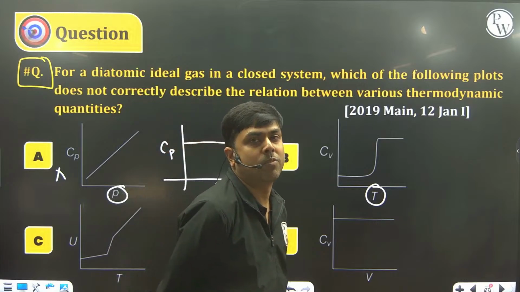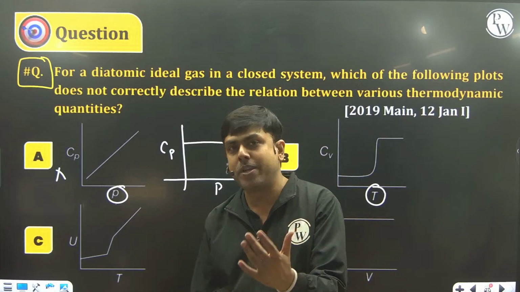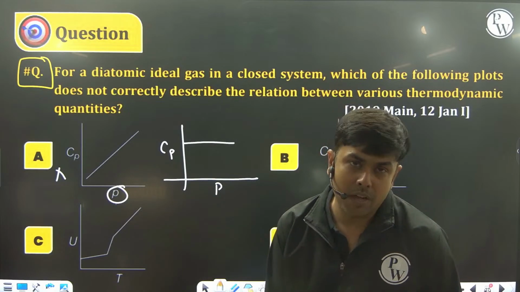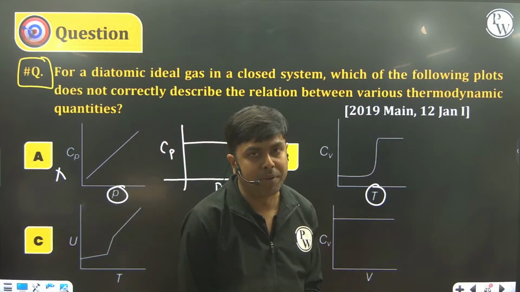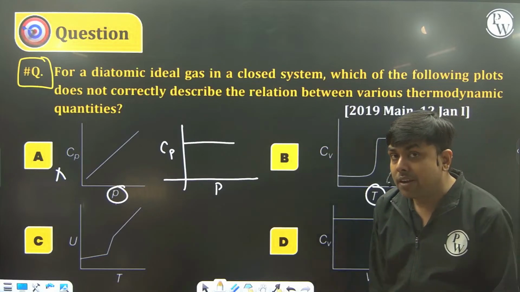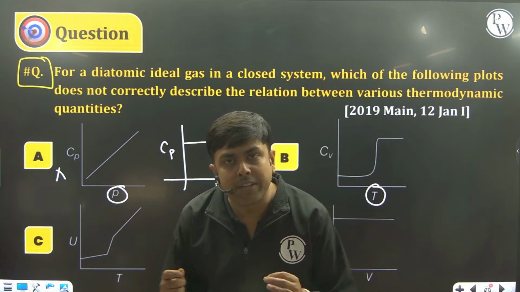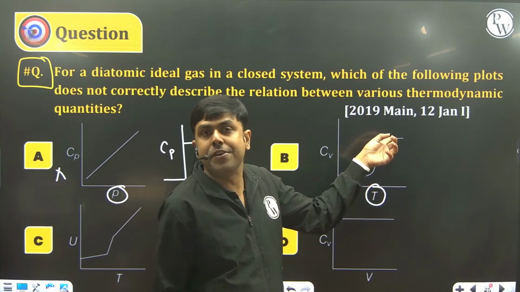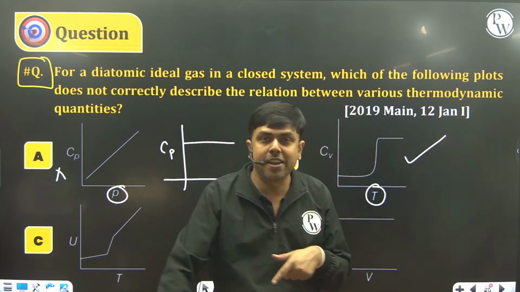Yes, CV somewhat varies with temperature. Why? Because at a given temperature, if the temperature is moderate or less, then this CV is nothing but F by 2, right? And this degree of freedom will be fixed. For monoatomic, it's 3. For diatomic, it's 5. For polyatomic, it may be 5 or 6 or something like that, right? But at a very high temperature, even the vibrational degree of freedom is also considered. So once the temperature is raised, the degrees of freedom will increase, and if degrees of freedom increase, the CV value will increase. So this graph is correct.